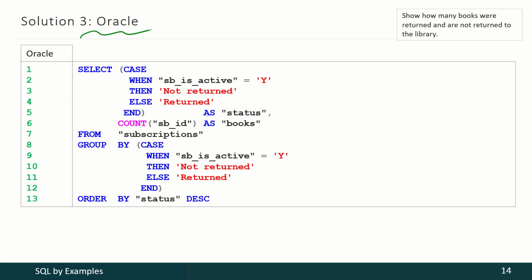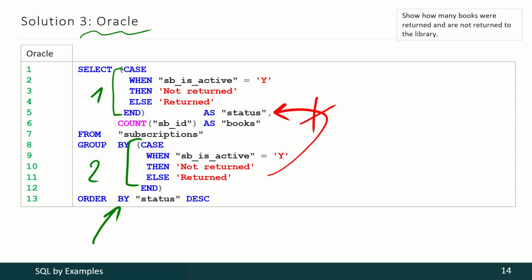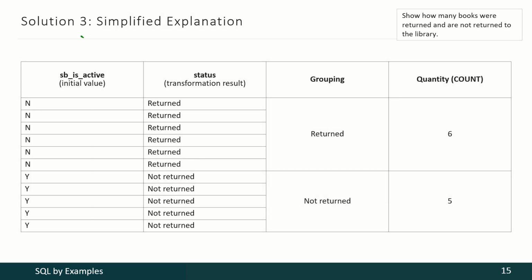And the query for Oracle looks exactly the same as the query for Microsoft SQL Server. We have to repeat this part the first time here and the second time here, because Oracle also does not allow us to reference some named expression. All the rest of the logic for this query is exactly the same as it was described for Microsoft SQL Server and MySQL. The simplified explanation for this task is the next.